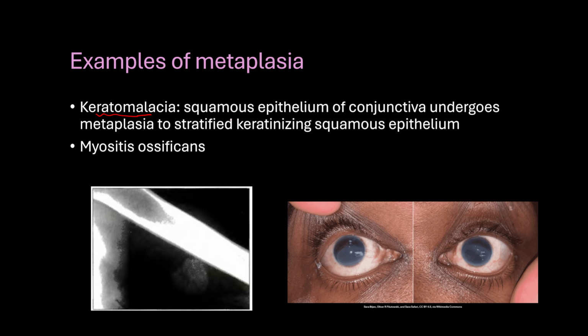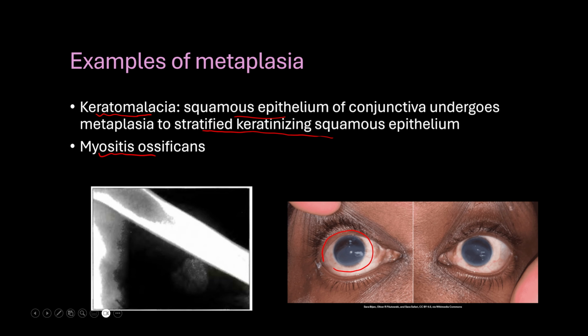In that condition, we have squamous epithelium of the conjunctiva undergoing metaplasia to stratified keratinizing squamous epithelium, which will make the conjunctiva from transparent into non-transparent, meaning you can't see through it, such as you can see in this picture here. The last example is myositis ossificans.